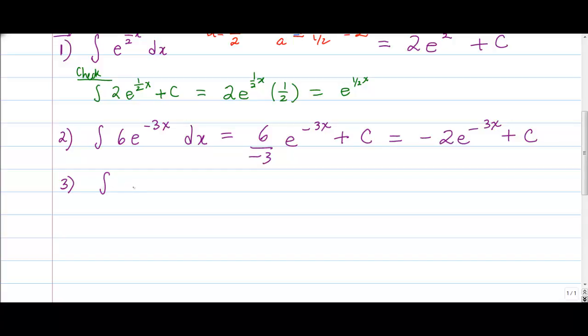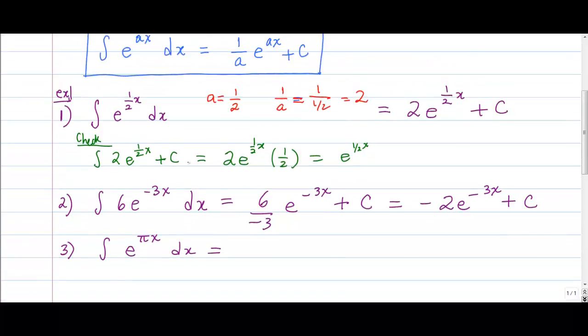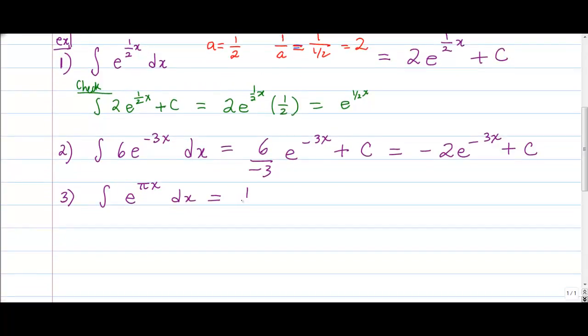And then let's take the integral of e to the pi x dx. Now here a is pi, so that's 1 over a, which is 1 over pi. Let me just write down my work in between, and you can always write these intermediate steps in. A is pi, so 1 over a is 1 over pi. That's the formula I'm using here. 1 over pi e to the pi x plus c.